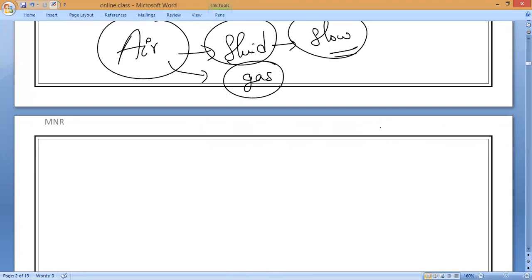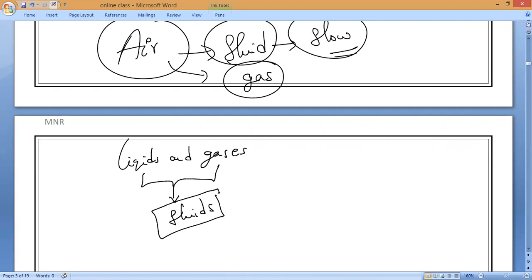Liquids and gases, both we used to call as, both can flow, both need containers to store it. That is why these are called fluid. Understand? Are you clear, everybody? Yes, sir. Both need containers to store, and both can flow easily. Fluids. Is it okay, everyone?